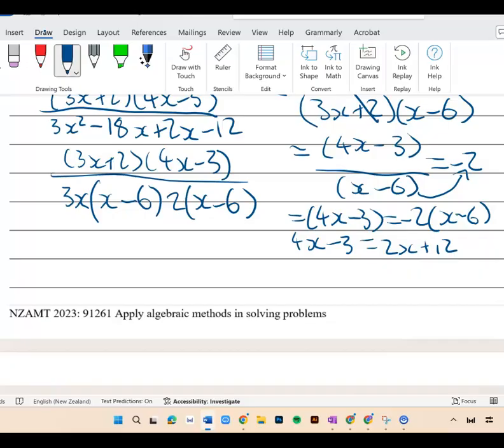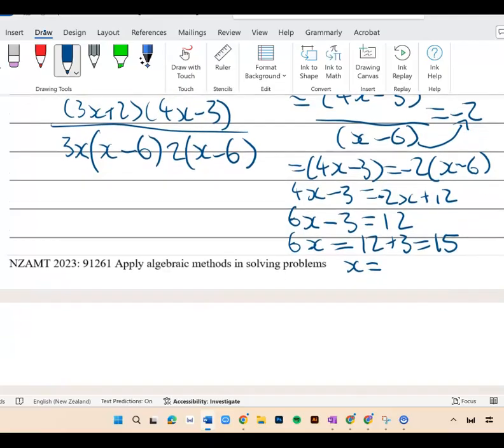From there, I'm just going to put the x's all on one side. This is supposed to be negative. If I move it to the other side, it'll become positive, so it'll become 6x minus 3 equals 12. If I move the 3 to the other side, it'll become 12 plus 3, which equals 15. So 6x is equal to 15.